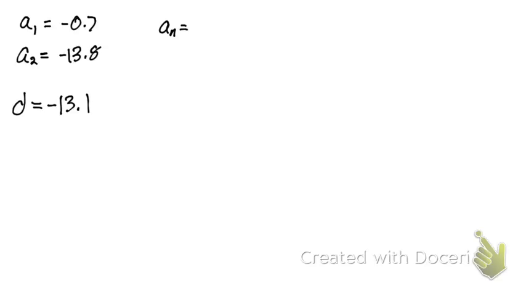A sub n is going to equal my common difference, which is negative 13.1n, plus that c value. Remember, our c value is the first term. So it'll be my first term minus my difference. My difference is negative 13.1. You have to be really careful about your negative signs here because it's minus a negative, so it's actually we're adding. It's going to be 12.4.